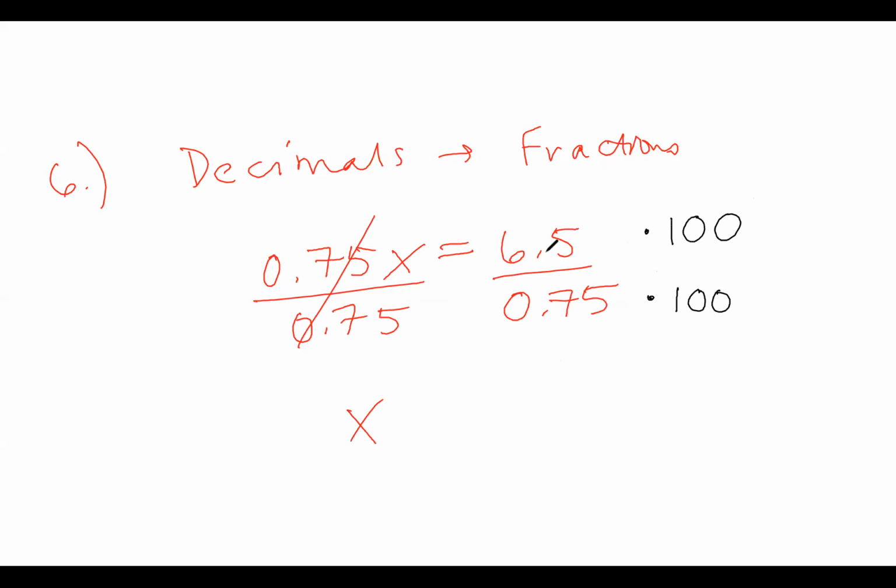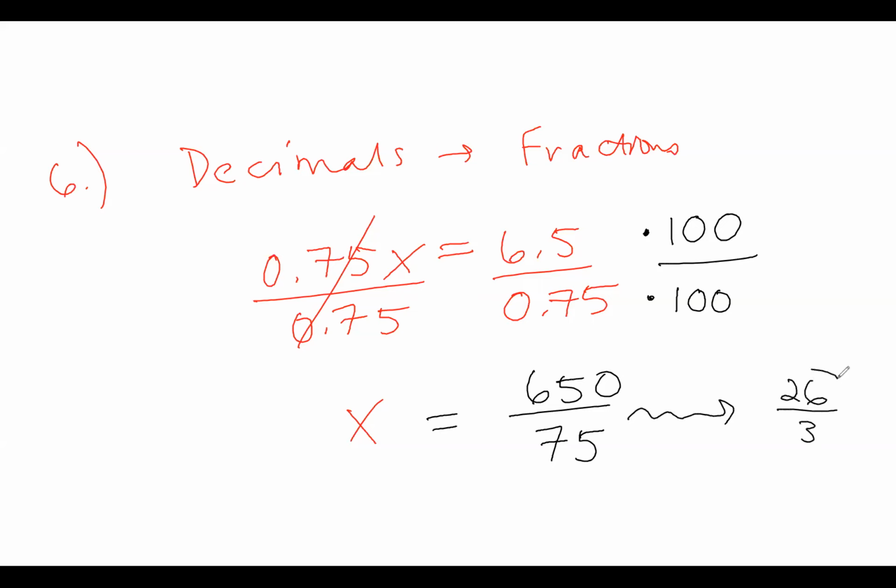You're essentially multiplying by 100 over 100, which is a form of 1. So it's kind of this strange way of building up your fraction so that it doesn't have decimals in it. So when I multiply by 100, the 0.75 in the denominator just becomes 75. The 6.5 in the numerator becomes 650, and then we're back where we just were, okay? So now it's a fraction, and then you can reduce, and it still becomes 26 over 3.